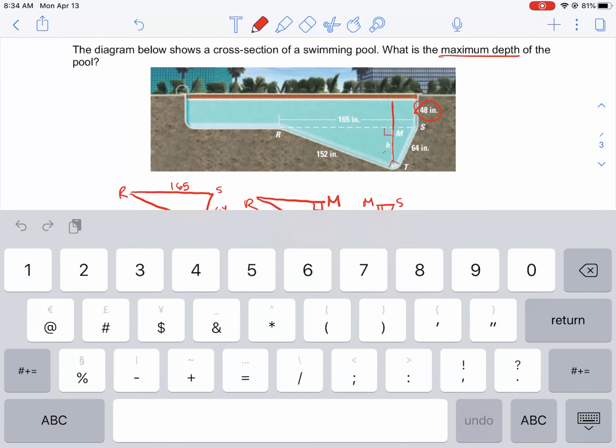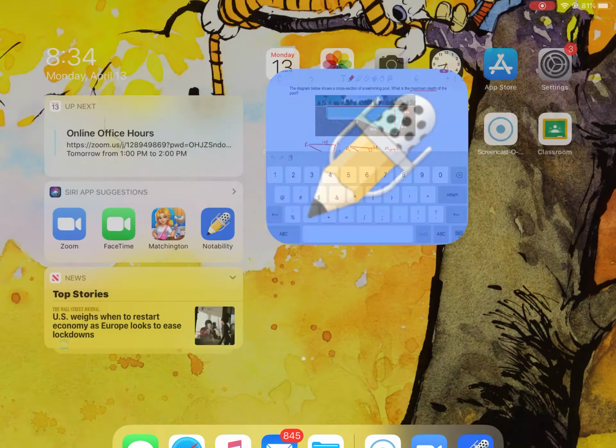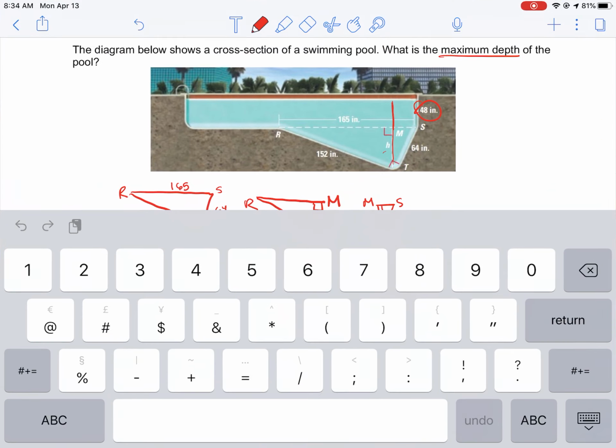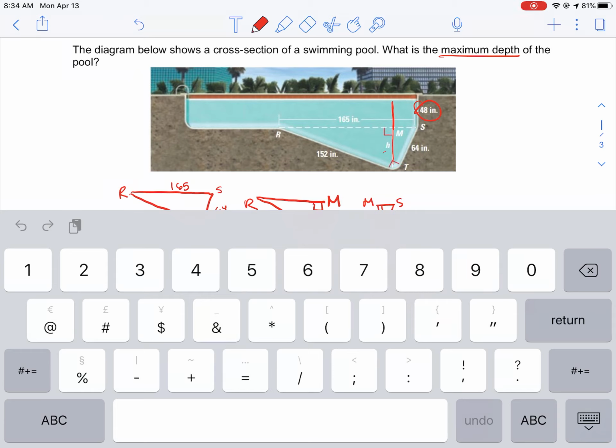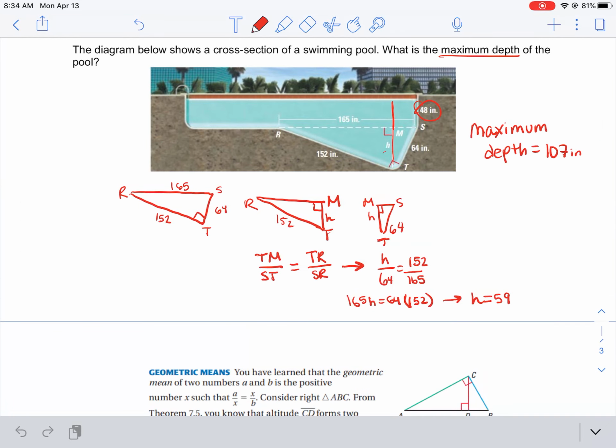So we'd say, whoops. I don't know how to make that go away. Alright. Maximum depth equals, what did I just say? 107 inches. So that's one of the problems here. I don't know why the keyboard's not going away.